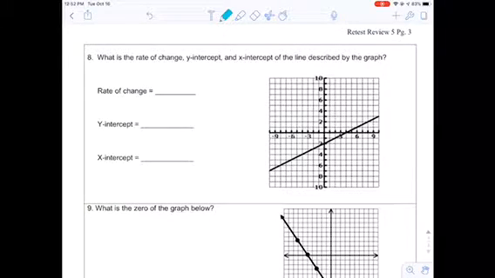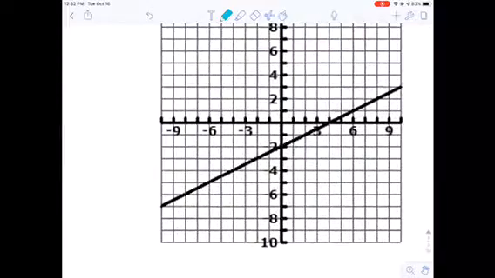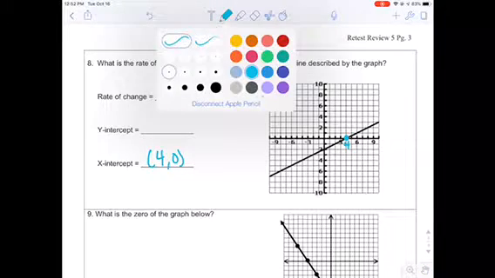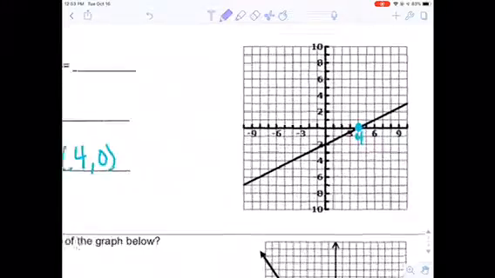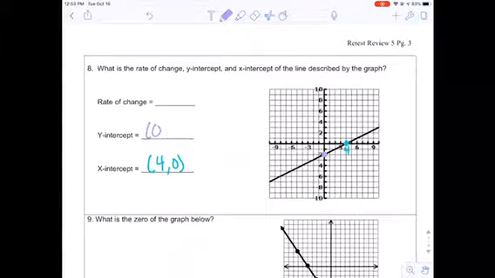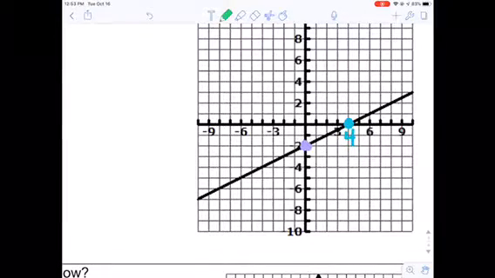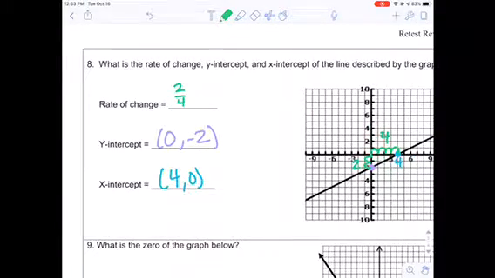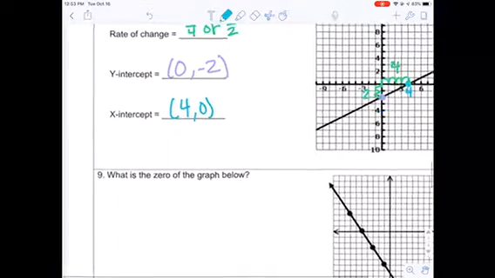Problem 8 asks for the rate of change and x and y intercepts on the line described by the graph. So my x-intercept is where it crosses the x-axis, which is at 4. So that's the point (4, 0). My y-intercept is where this crosses the y-axis. It crosses the y-axis at -2. And so we go down to (0, -2). And then my rate of change from point to point, I can go up 2 to the right 1, 2, 3, 4. So that would be 2 over 4, which reduces to 1/2. So again, we're just identifying those key features.